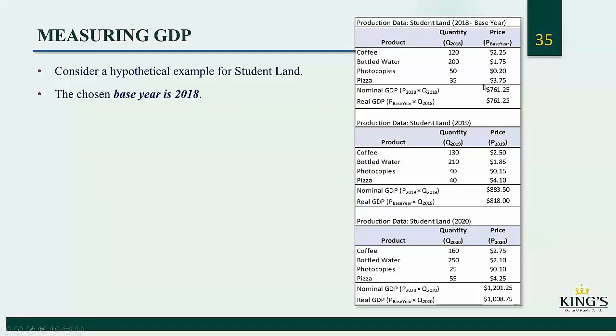So in 2008, these were the quantities of coffee. These were the prices of those goods. So we multiply these together and then take the sum. So the nominal GDP in 2018 is 761.25. Now in 2019, we can see here that the quantities have changed, and so have the prices. So in 2009, when we multiply these and take the sum, oh, that's right, Zero.